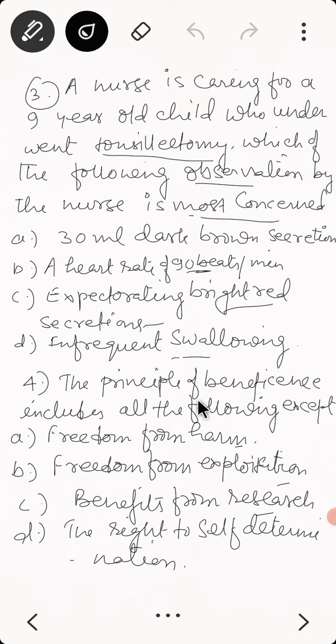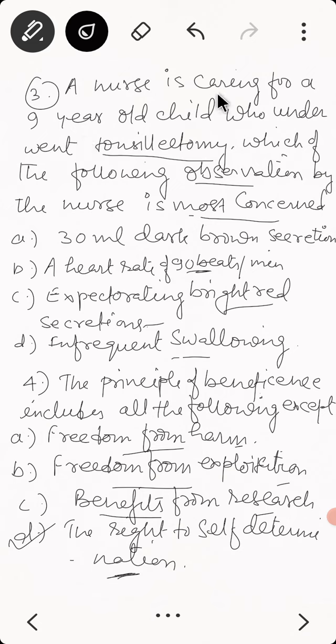The principle of beneficence includes all the following except. सभी included है, कौन नहीं है? Freedom from harm is included, freedom from exploitation is included, benefit from the research is included. The right answer for this question is the right to self determination is not included.